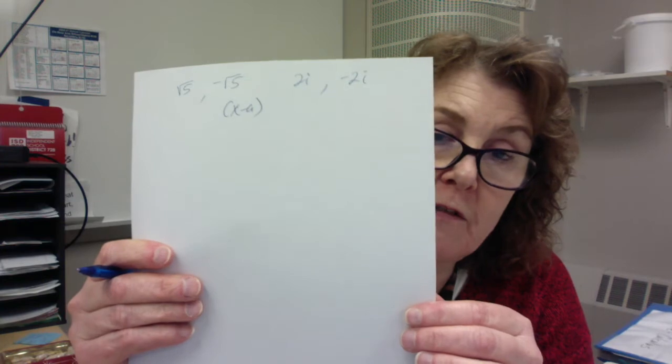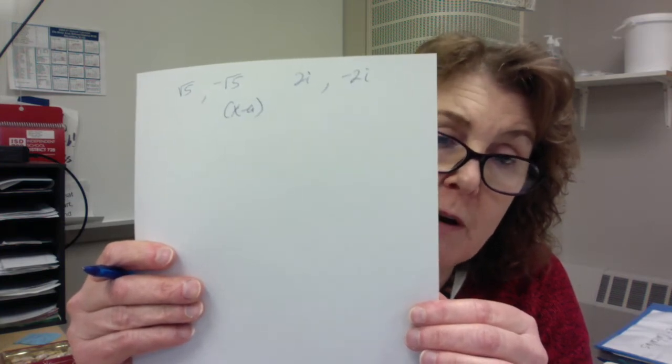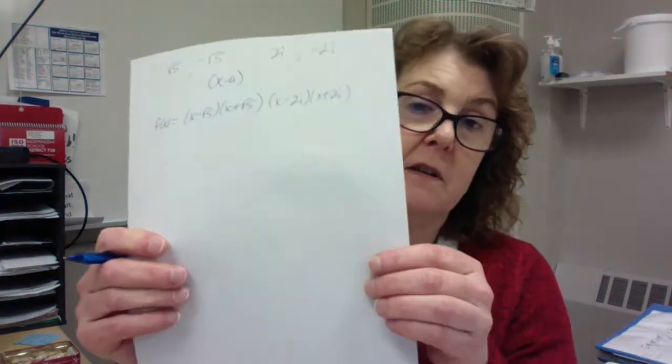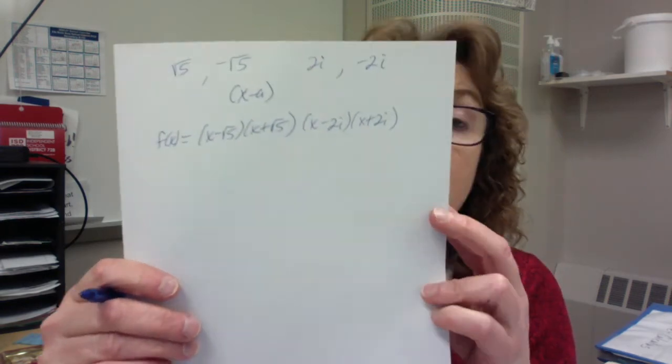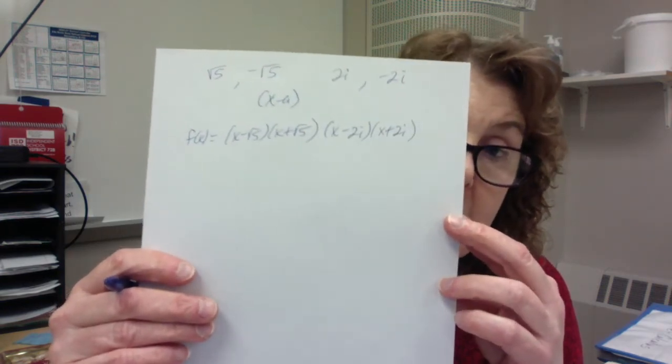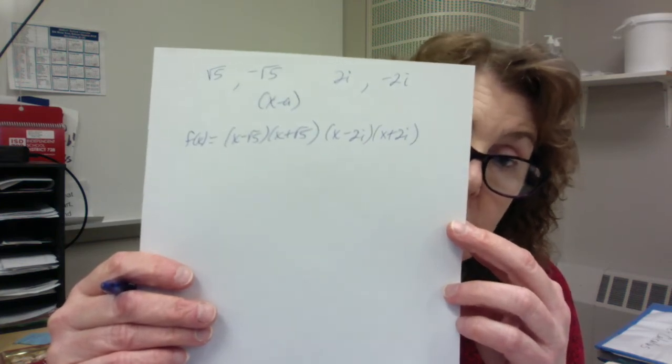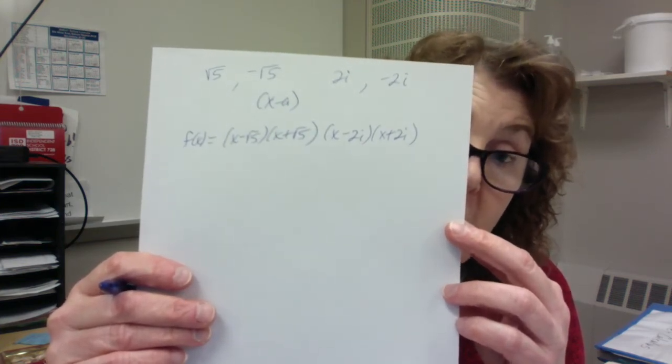Then what you want to do is put those zeros into our little factors of x minus a, and you want to put them in for a. So I'm going to give it a fancy name of f of x, and it'll be x minus the square root of 5 times x plus the square root of 5 times the quantity x minus 2i times the quantity x plus 2i. So all I'm doing is putting the square root of 5, negative square root of 5, 2i, and negative 2i into those parentheses of x minus a in for a.